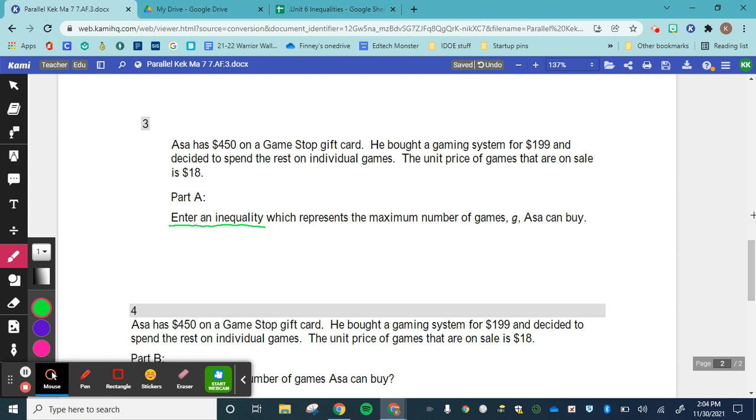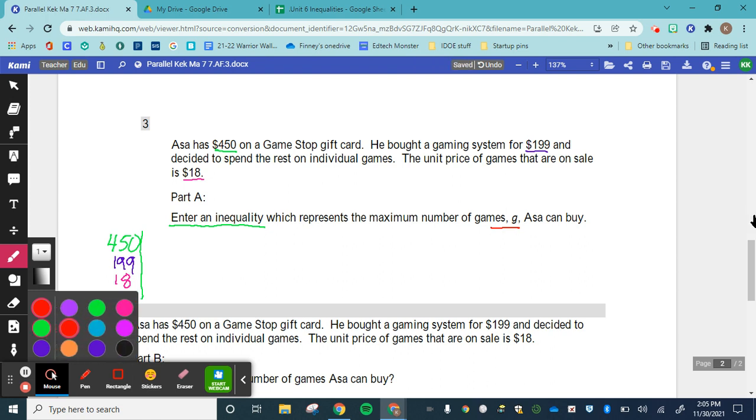And this can be confusing, so I'm going to use my 3-read strategy to help organize the information. Remember, in 3 reads, the first thing that you do is just list your numbers. Asa has $450. He bought a system for $199. The unit price, and unit price means how much it costs for one. The unit price is $18. And then they told me I needed to use G for my variable.